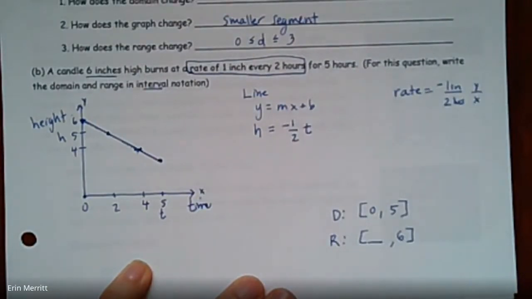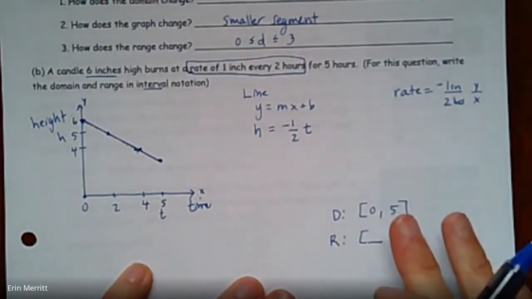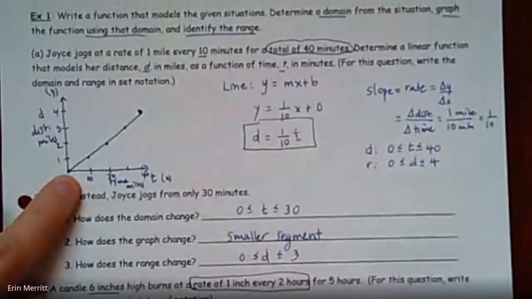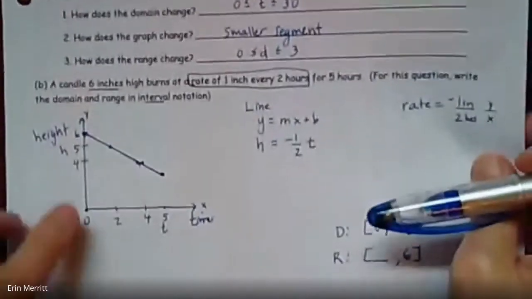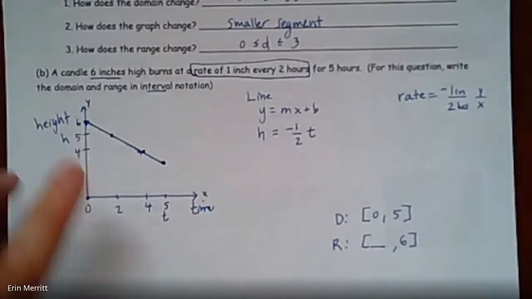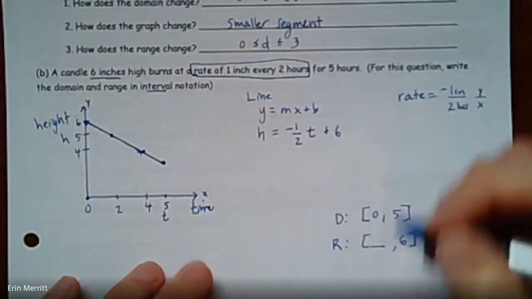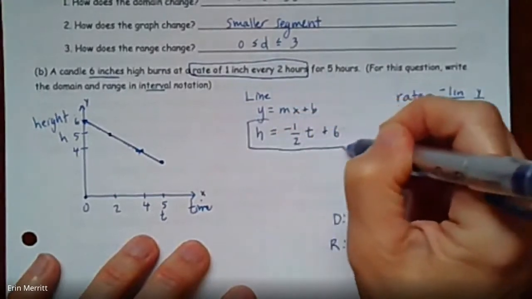And then you also have to consider, where is it starting? Oh, there's Teddy. So back here, it started at 0. So we were plugging in a 0. Here, it's starting at a height of 6, right? So that's your y-intercept there. So then plus 6. So that's the equation.